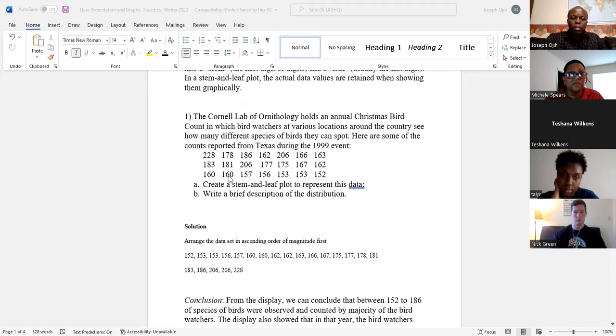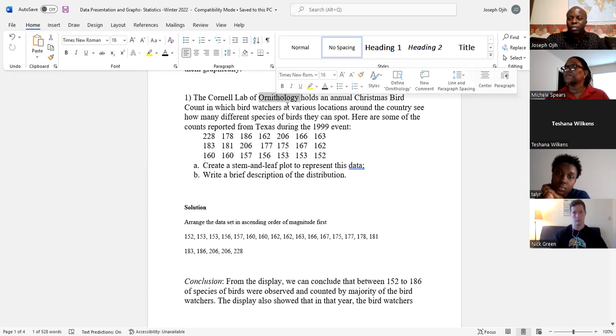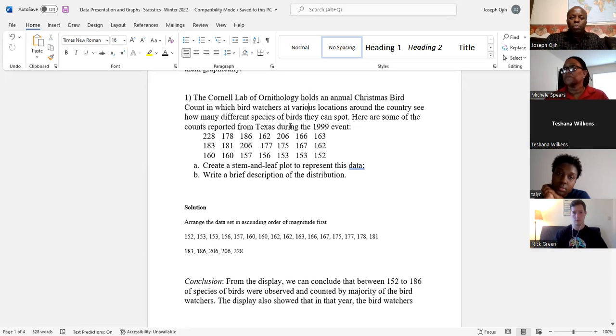Let's use an example to do this. It says here, the Cornell Lab of Ornithology. I think this word ornithology has to do with birds, right? Those that study birds. They hold an annual Christmas bird count in which bird watchers at various locations around the country see how many different species they can spot. Now, here are some of the counts they reported in Texas in 1999 events.